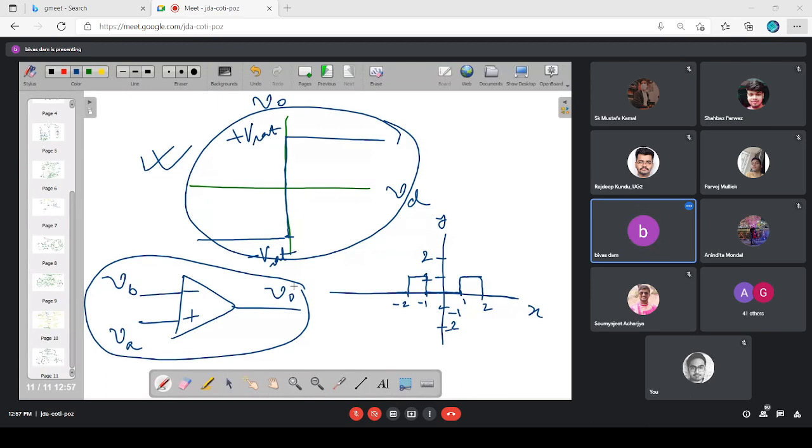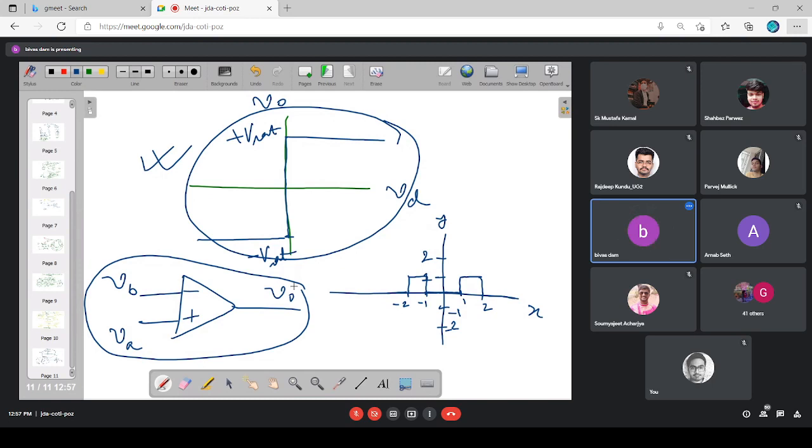Why? Because there is almost no linear region. The linear region is too small, plus minus 0.1 millivolt, a fraction of a millivolt. So that's why the operational amplifier in the open loop mode cannot be used as an amplifier. But the operational amplifier in the open loop has got several applications in the field of voltage comparators. Okay?